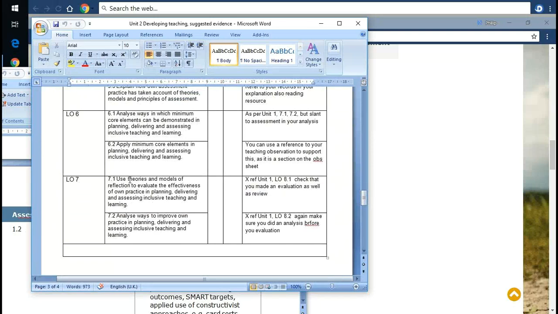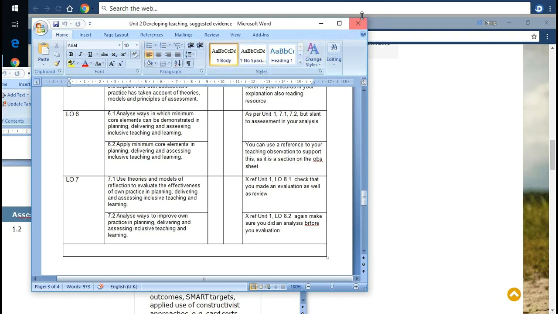Yeah, here we are. Use theories and models of reflection to evaluate the effectiveness of your own practice in planning, delivering and assessing inclusive teaching and learning. Now, if you'd done unit 3 first, that would have been a straight cross-reference to that, and you wouldn't have had to put any extra work in at all for that. And 7.2, analyse ways to improve on your practice in planning and delivering and assessing.